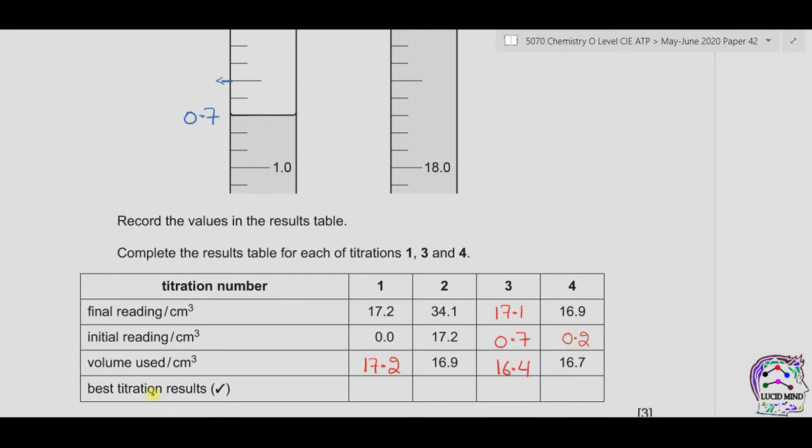Now we have to find the best titration results. Best titration results are always those that are nearest to each other. So we have 17.2, 16.9, there is a difference of 0.3. Then we have 16.4, there is a difference of 0.5. And we can see between 16.9 and 16.7 there is only a difference of 0.2. So the least difference is between these two values. So these two are the best titration results.